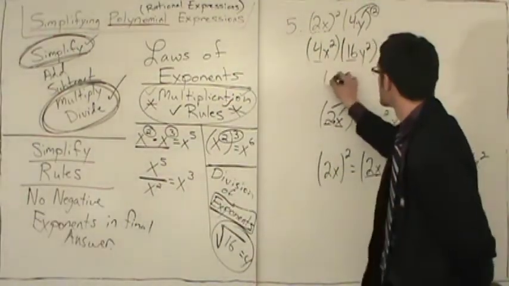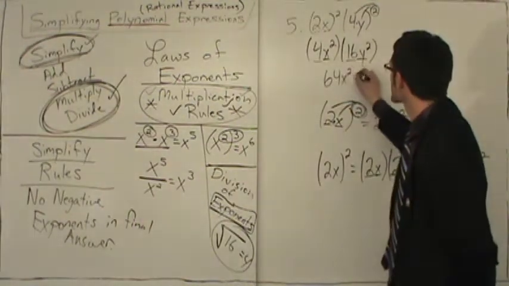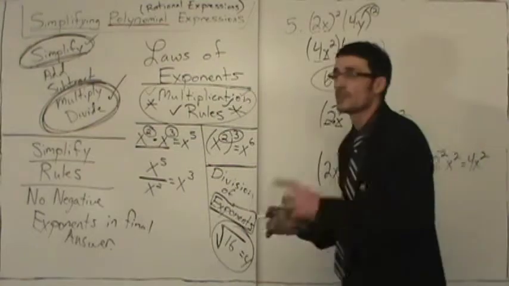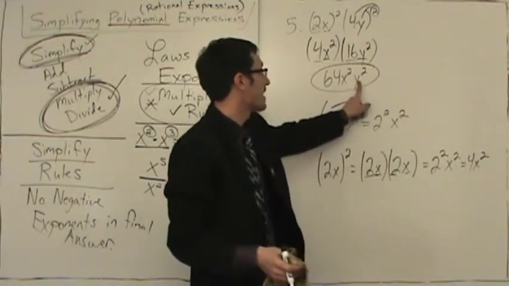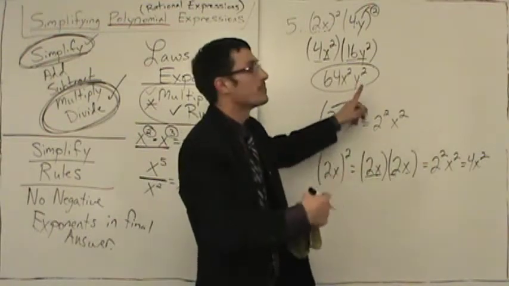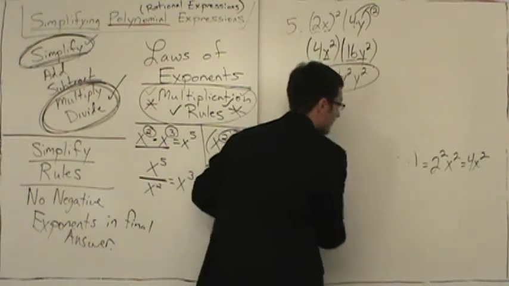4 times 16 is what? 64. And just glue the x squared, y squared together. So we have x squared, y squared. And always put your variables, for now, in alphabetical order. Put x before y, put y before z, put a before b, and b before c. All right, so put your variables in alphabetical order.